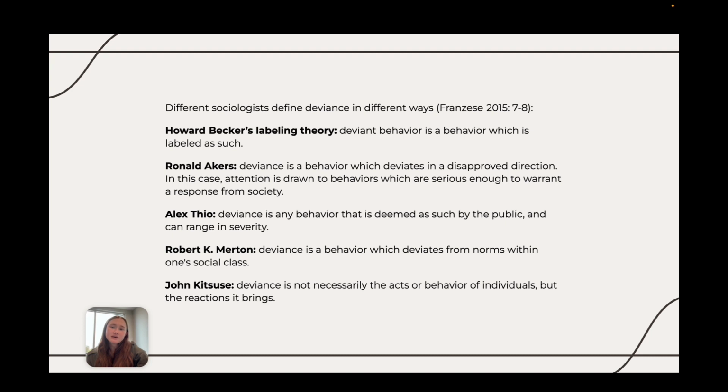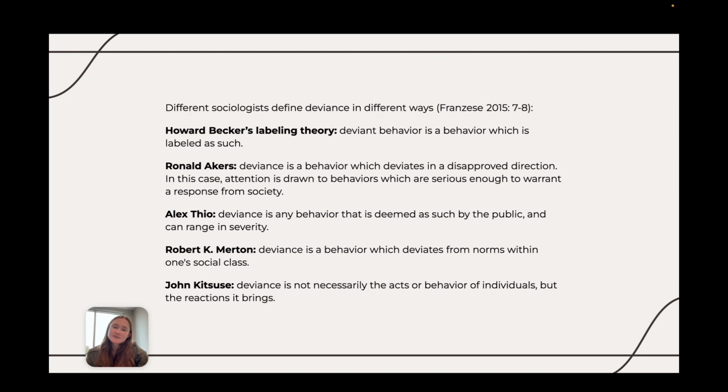Ronald Akers focuses on deviance as behavior which deviates in a disapproved direction. And what he's talking about is that it needs to be serious enough to warrant a response from society. So if you're being deviant in a disapproved direction but it's not that serious, it might not be labeled as such. Alex Thio is kind of similar.